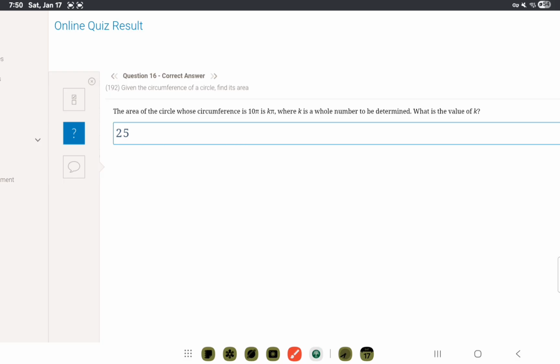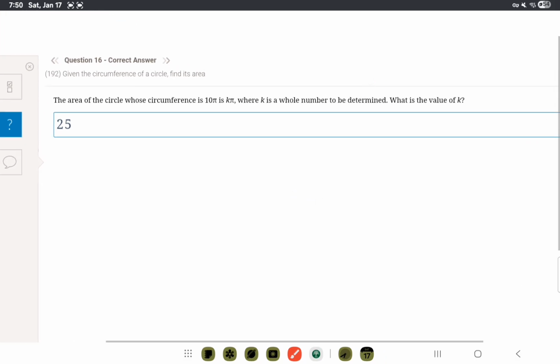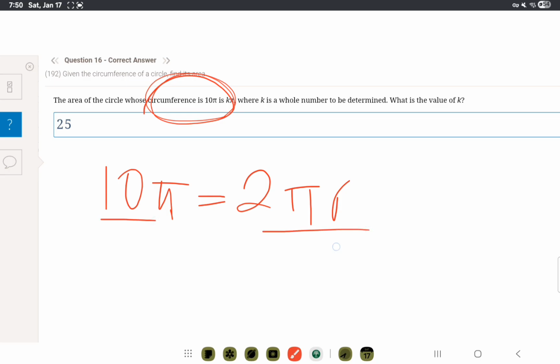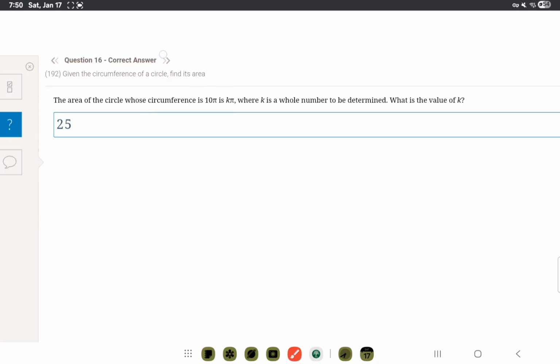Okay, this is nice. I like this question. So basically, oh my god, why did I write it like that? But 10 pi is equal to circumference 2 pi r. Okay, so radius is equal to 5. So then we do pi r squared, pi times 5 squared is 25 pi.